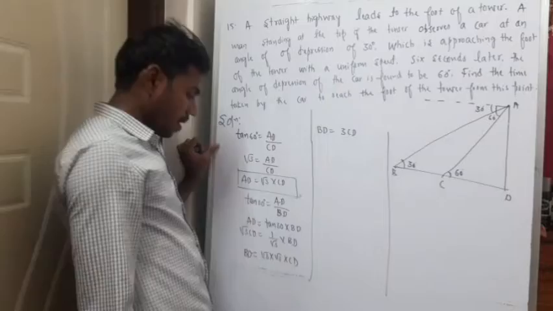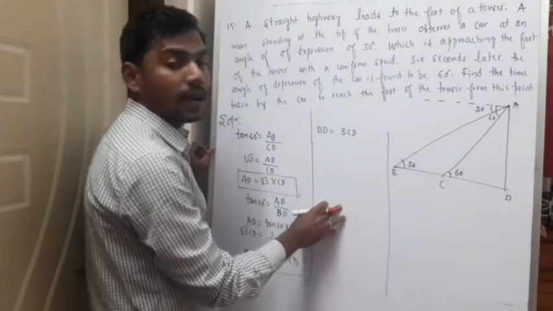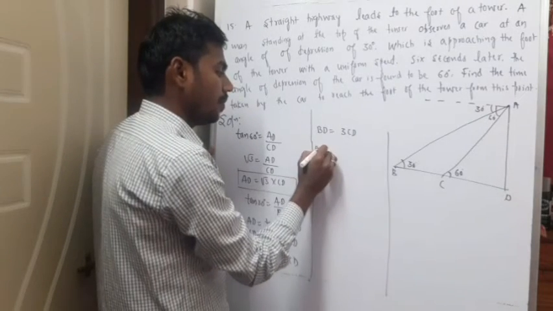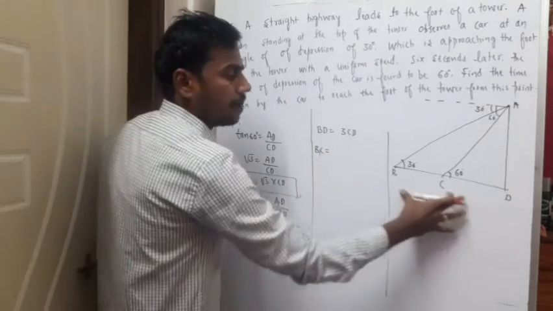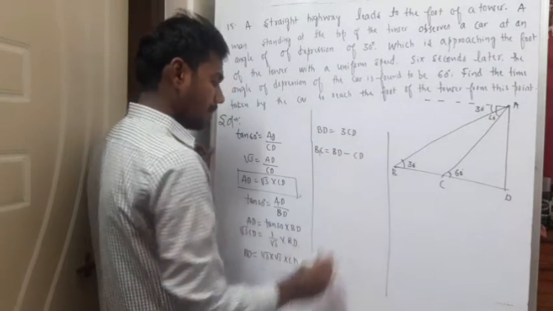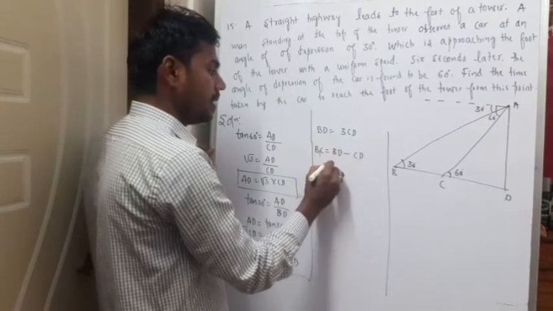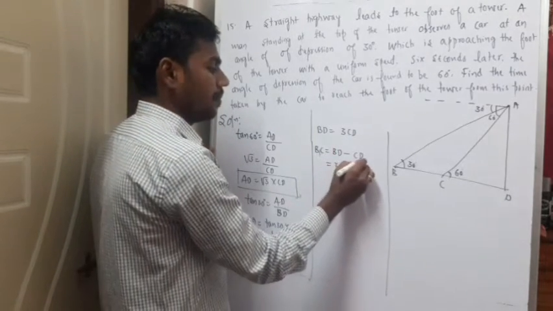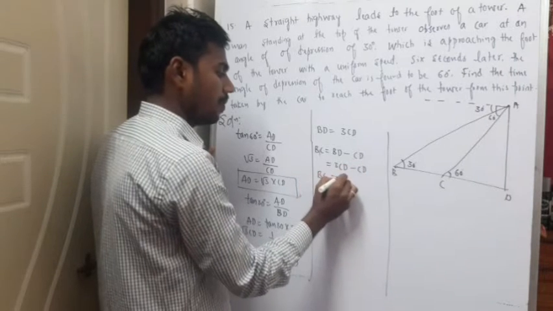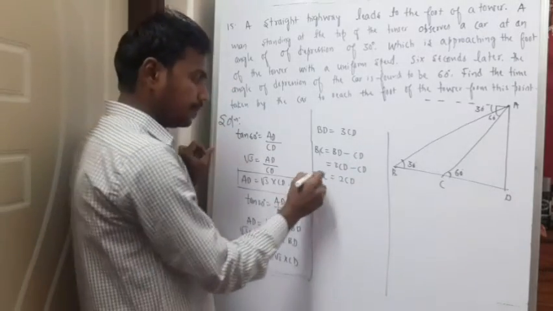Fine. Now what I need is BC. How will I get BC? BC is equal to BD minus CD. What is BD? BD is 3 CD minus CD. So BC is equal to 2 times CD.